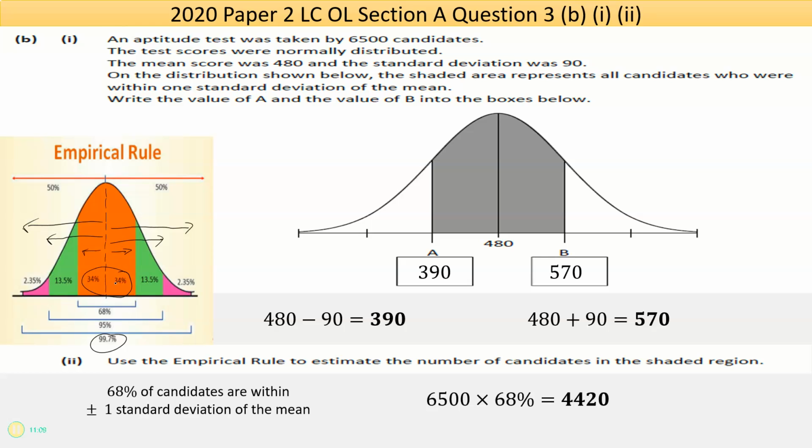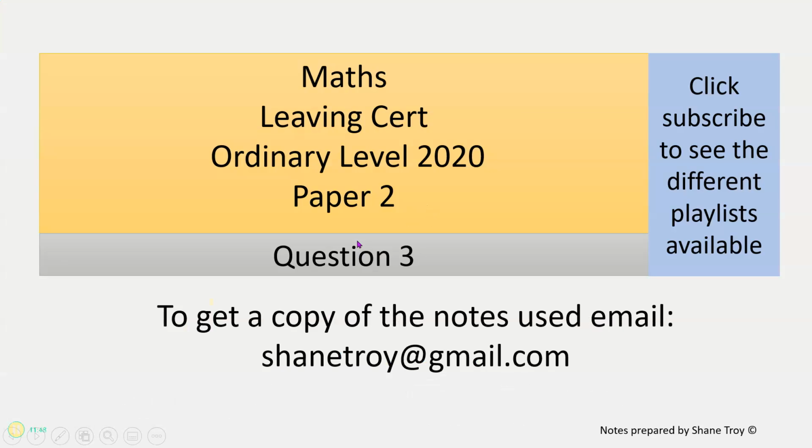So if they're within 1 standard deviation of the mean, they're within 68% of the population. So if it's 6,500, how many people are represented in 1 standard deviation? Well, it's 68% of 6,500. I got an answer of 4,420 people, which again is the majority, and that's all the empirical rule is saying. Now you have to know your statistics to know what it's saying. So that's question 3 of paper 2, Leaving Cert 2020, ordinary level maths.